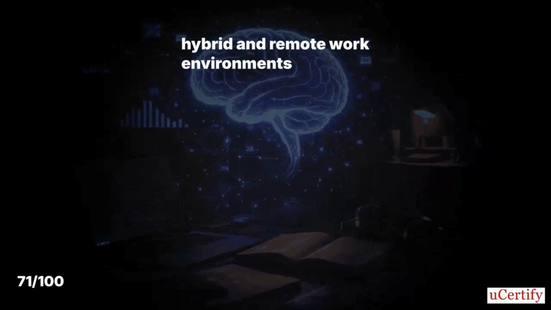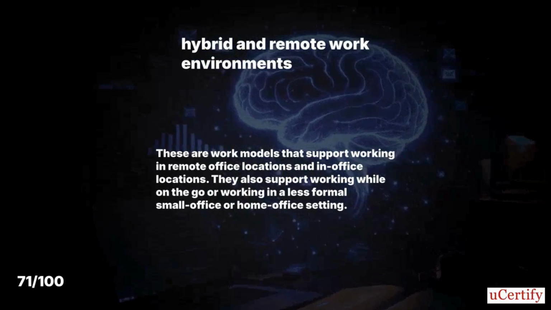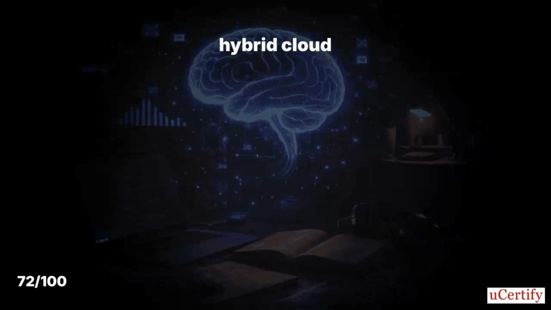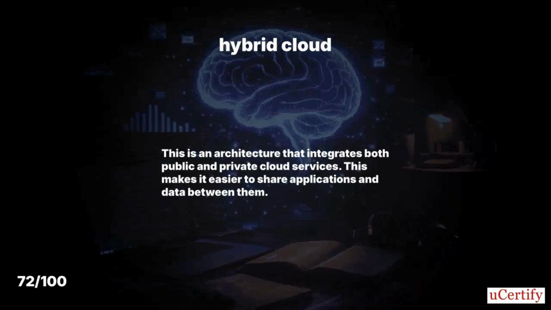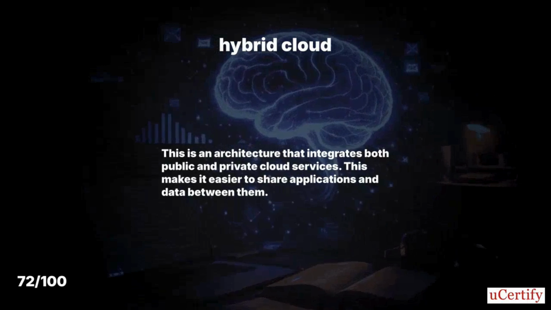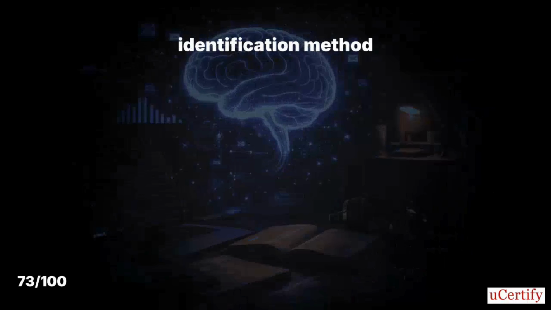Hybrid and remote work environments. These are work models that support working in remote office locations and in office locations. They also support working while on the go, or working in a less formal, small office or home office setting. This is a hybrid cloud. This is an architecture that integrates both public and private cloud services. This makes it easier to share applications and data between them.